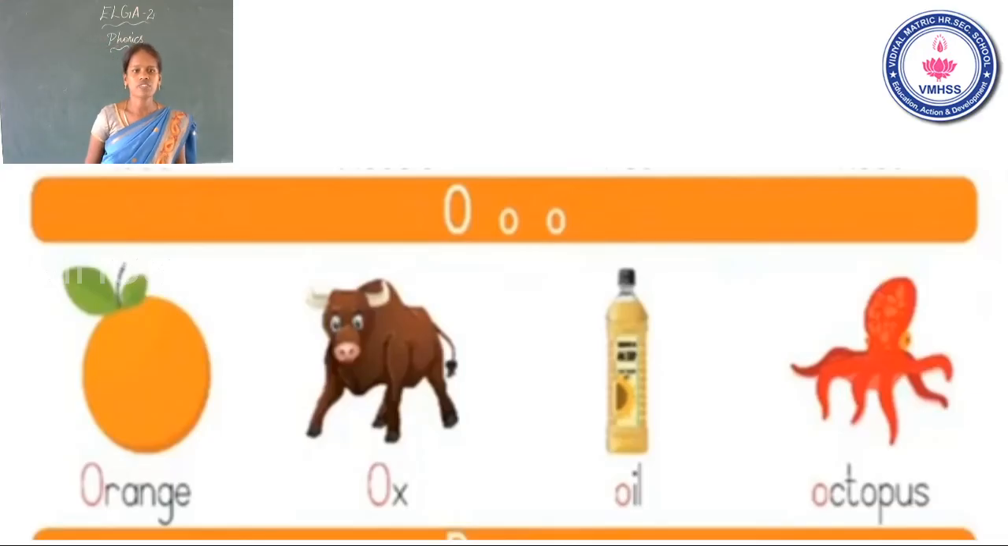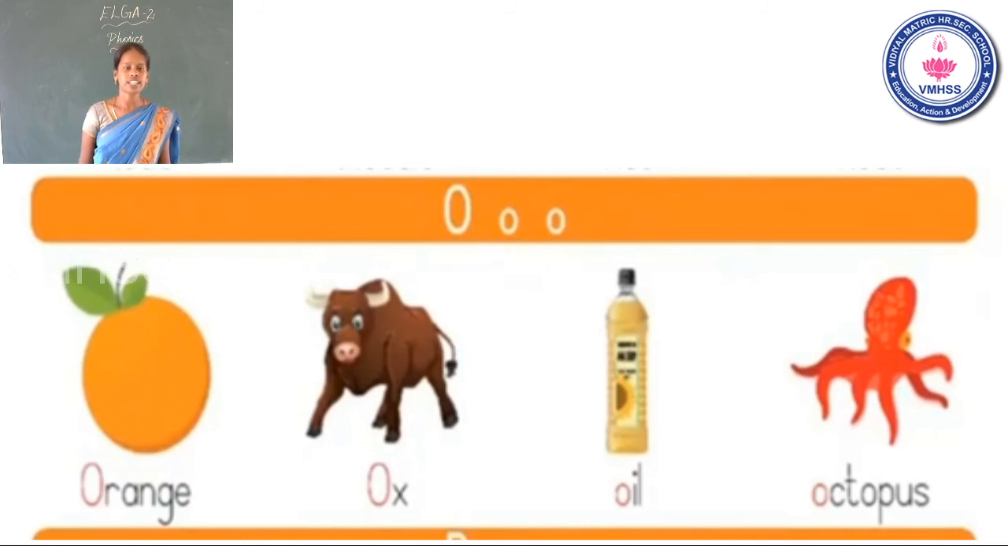The name of the letter O. The sound of the letter O. What is the first one? This is orange. Orange. Second one, ox. Third one, oil. Fourth one, octopus.